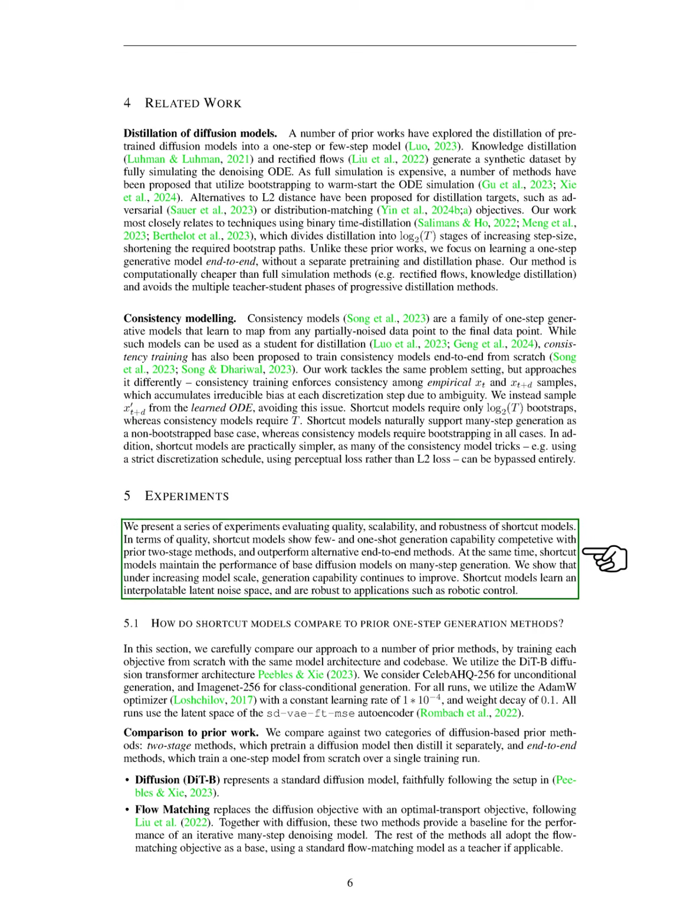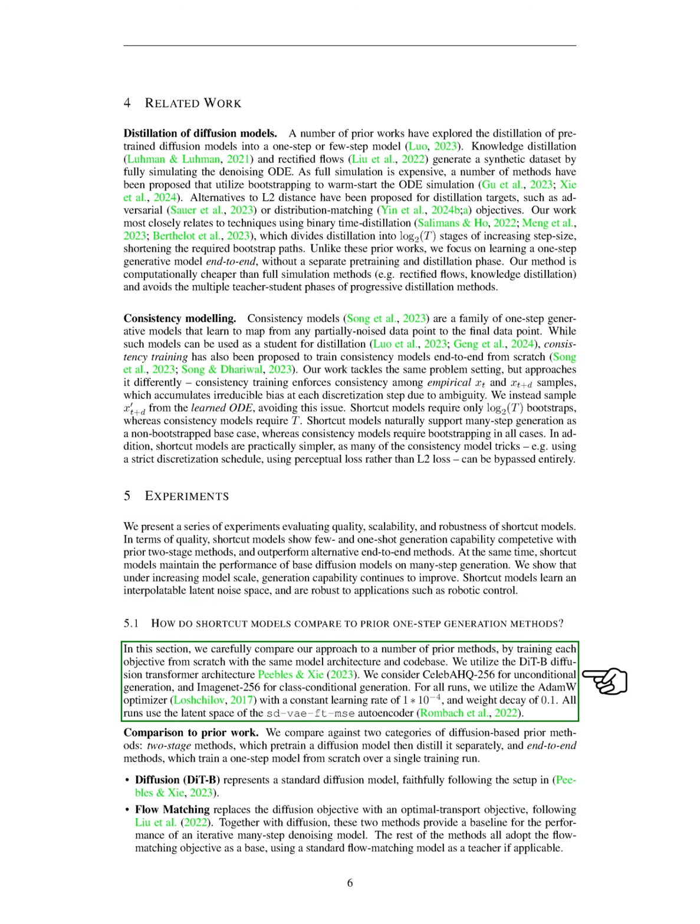We then present a series of experiments to assess the quality, scalability, and robustness of shortcut models. Our findings indicate that shortcut models can generate high-quality outputs in few or one-shot scenarios, competing well with existing two-stage methods and outperforming other end-to-end approaches. They also maintain the performance of base diffusion models in many step generation. As we increase the model size, we observe continued improvement in generation capabilities. Shortcut models learn a flexible latent noise space and show robustness in applications like robotic control.